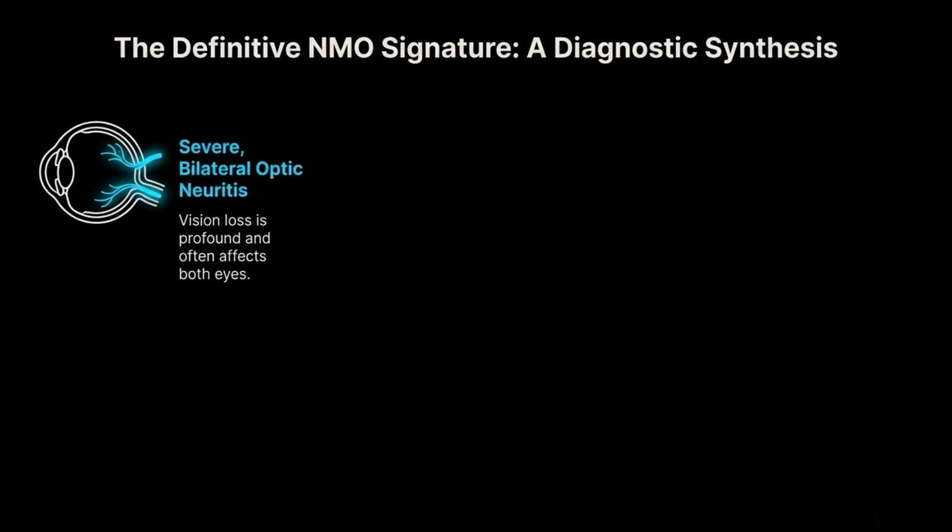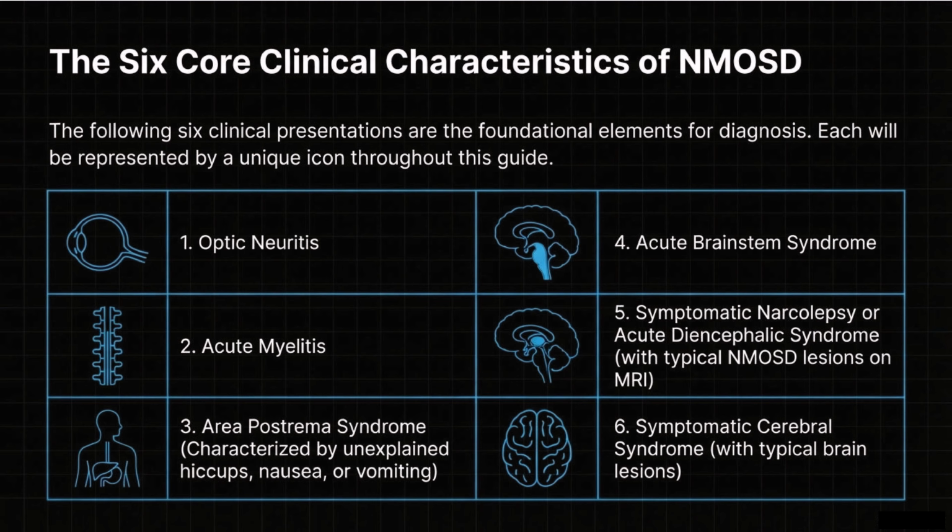Before we look at the criteria for patients who are negative for the antibody, let's define what those core clinical characteristics actually are. There are 6 specific clinical presentations recognized in the guidelines. Number 1 is optic neuritis. Number 2 is acute myelitis. Number 3 is area postrema syndrome, which is characterized by unexplained hiccups, nausea, or vomiting. Number 4 is acute brainstem syndrome. Number 5 involves symptomatic narcolepsy or acute diencephalic syndrome, provided there are typical NMOSD lesions on MRI. And finally, number 6 is a symptomatic cerebral syndrome with typical brain lesions.